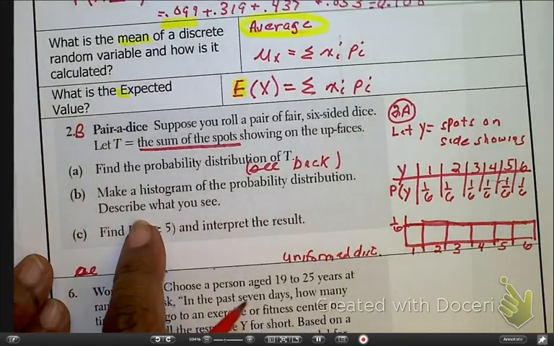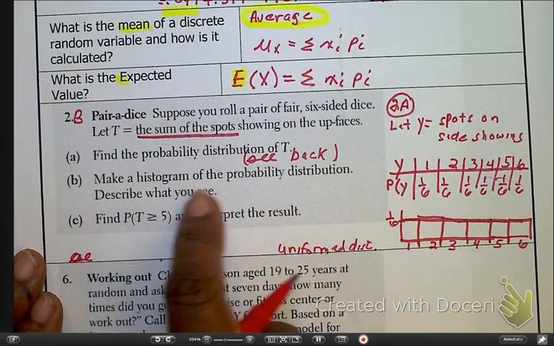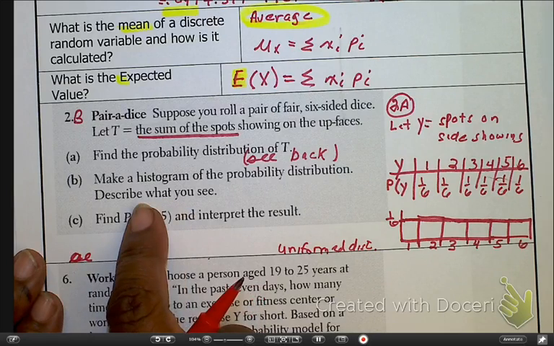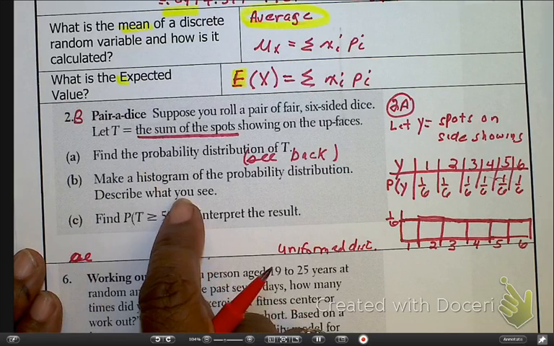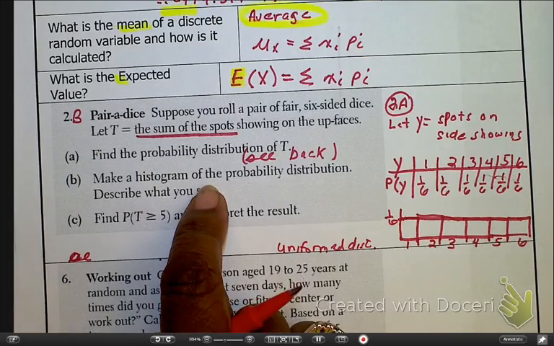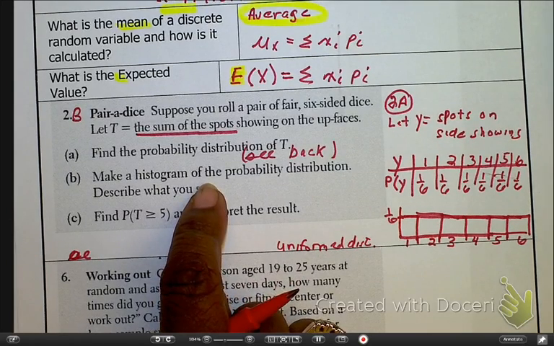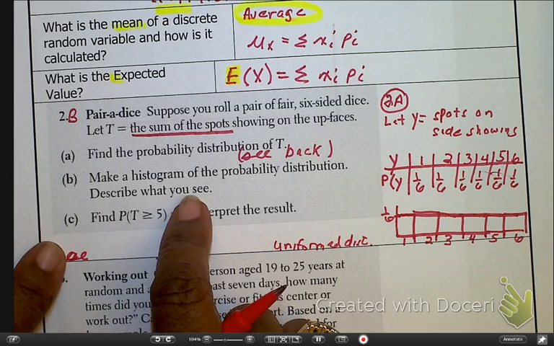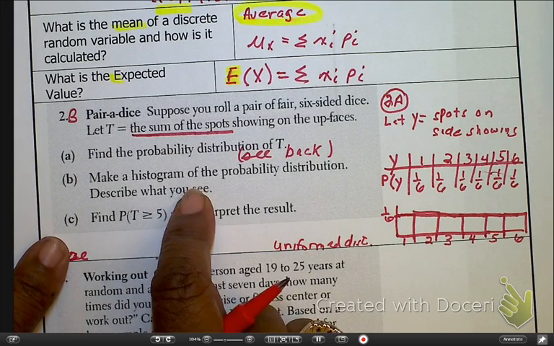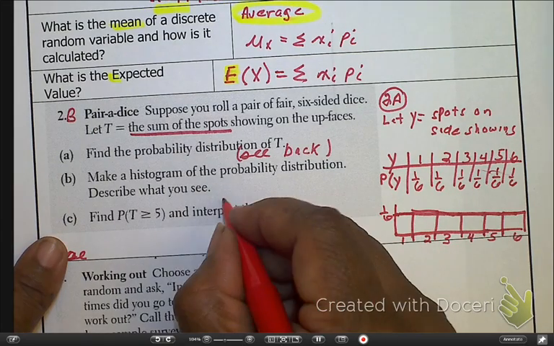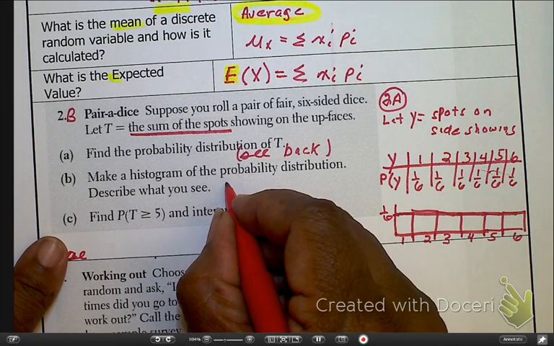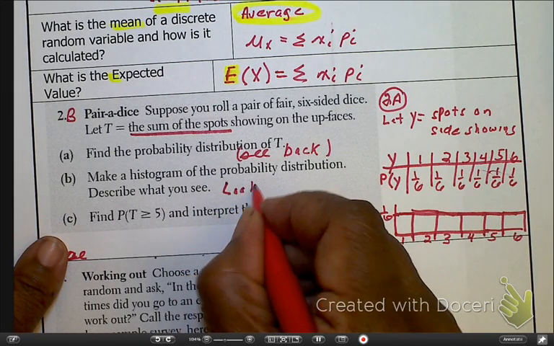Part 4: make the histogram of the probability distribution. And what we noticed on here was that this particular one for part 2B, it really looked like a bell curve. So it looks like a bell curve.